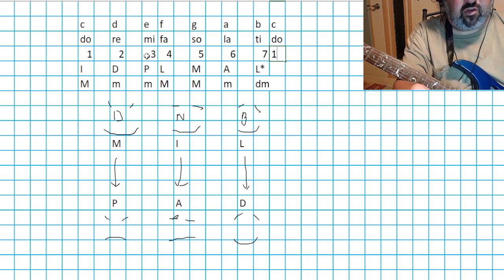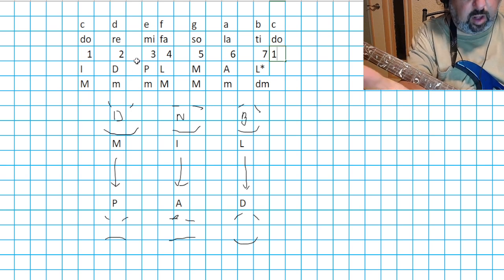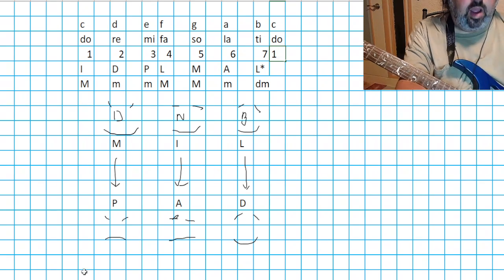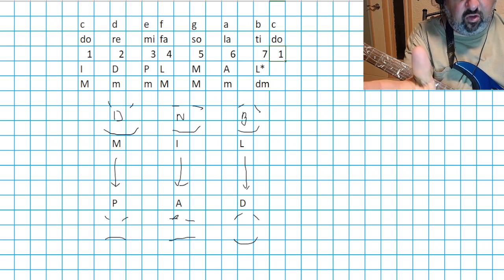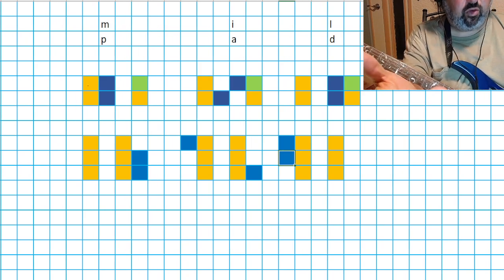5 is major, 4 is major, 3 is minor, 2 is minor, and so on. Because eventually, when you get really good at this, you're going to be able to break the rules, which is what you're going to want to do.